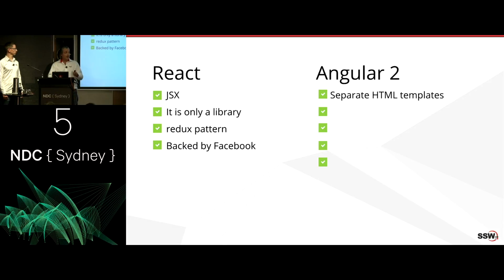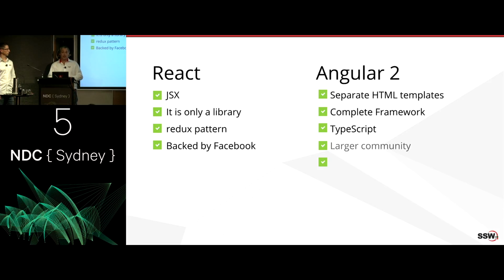Angular 2, on the other hand, has separate HTML templates and JavaScript components. It's a complete framework, so you get nearly everything you need right out of the box. It uses TypeScript for strongly typing your JavaScript, which makes refactoring easy and gives you compile time checking. It's got a larger community, which we can see is already getting massively popular and already generating massive amounts of content. And it's backed by Google and Microsoft.